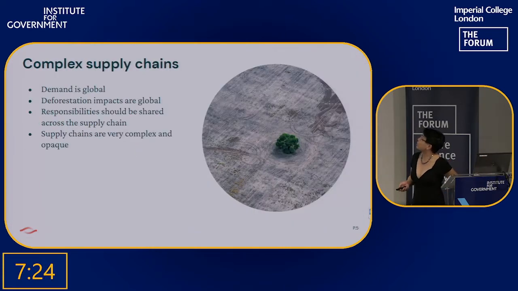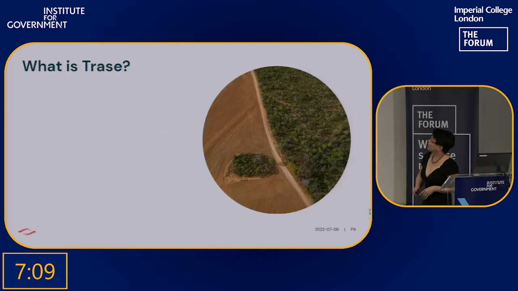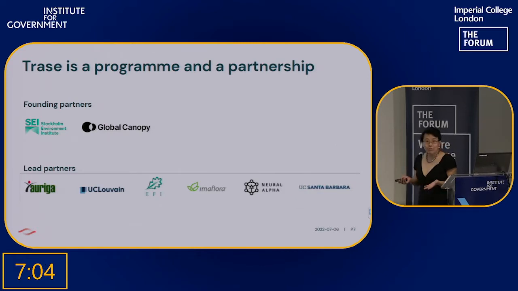So the context that Trase works in, we attempt to address the question of how to share responsibility for these impacts across supply chains that are global and complex. So this is the point where I guess I should also explain what is Trase. Trase is a program and a partnership. We are a not-for-profit initiative. I work for Global Canopy, and the other main founding partner of Trase is the Stockholm Environment Institute. And you can see that there's a kind of global network of partners that we work with in this endeavor.